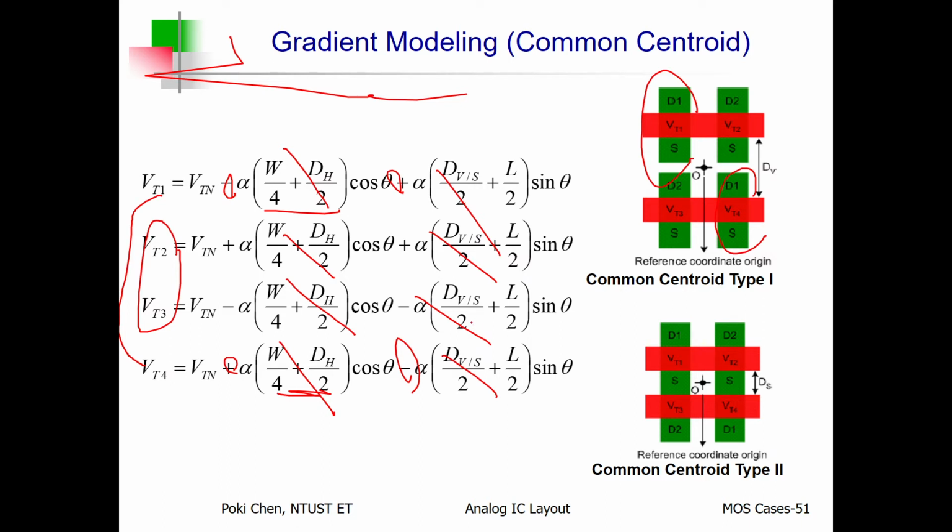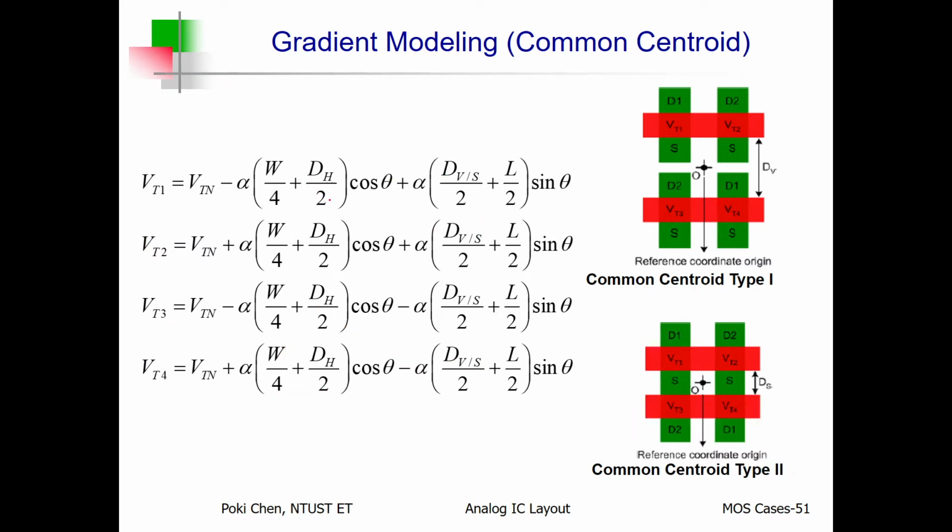So again, what is the difference between type 1 and type 2? Very simple, it is the coefficient. For such a coefficient, type 1 is larger than type 2. So it means after fabrication, the impact for type 1 will be a little bit more than type 2 because it has larger coefficients. That's it.